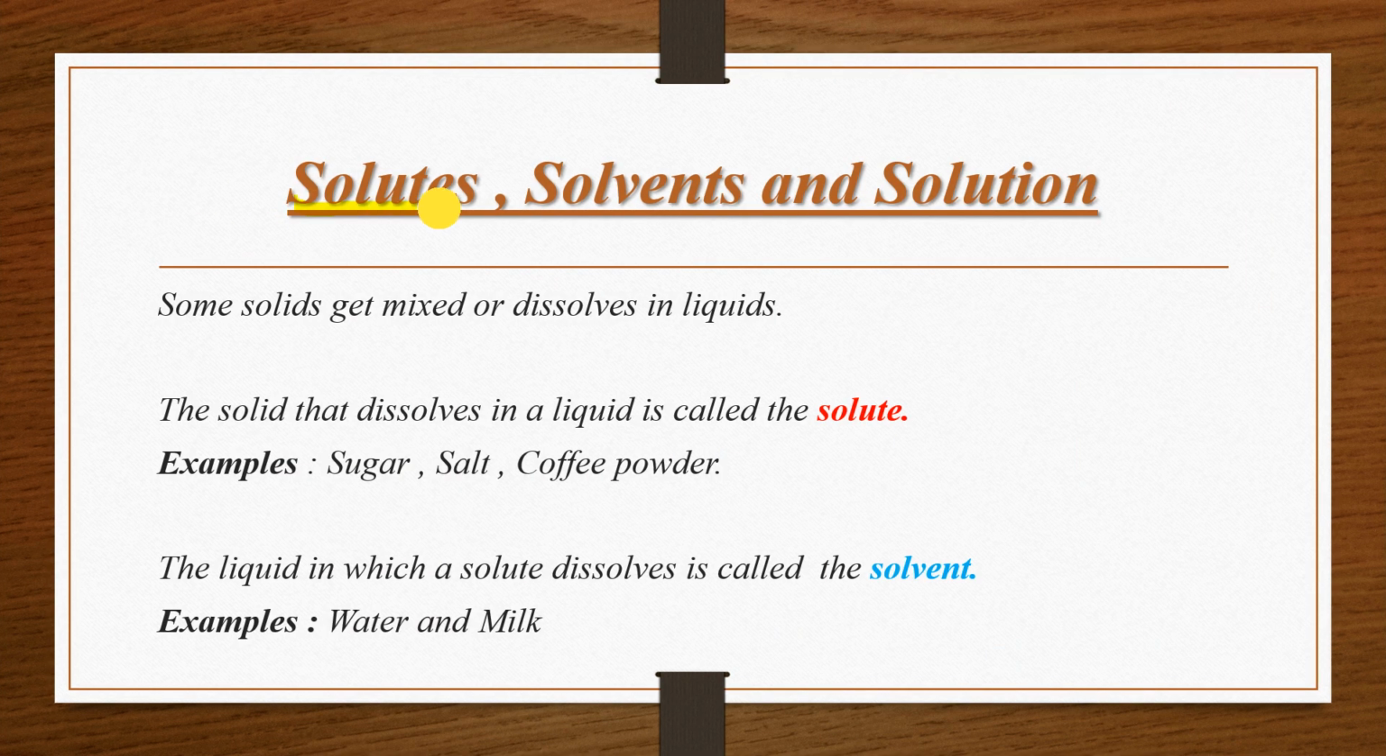Now, solute, solvent and solution. Some solids get mixed or dissolved in liquid. These solids dissolved in liquid are called solute. For example, sugar, salt or coffee powder. They can be poured in any liquid, that is water, milk or coffee, and they will dissolve completely in the liquid. The liquid in which a solid dissolves is called a solvent. For example, water and milk are solvents.